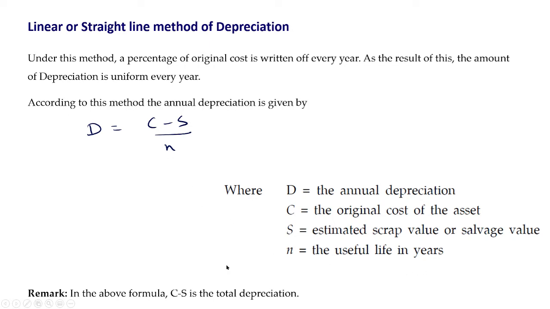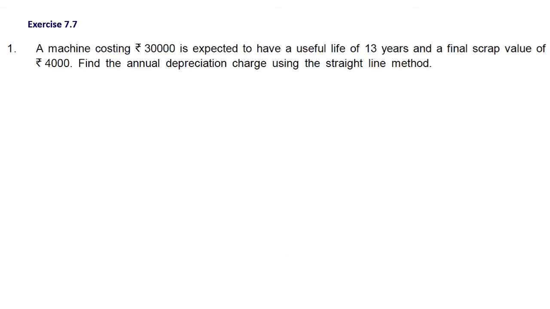If we want to know the total depreciation, then the total depreciation will be the original cost of the asset minus the scrap value. So C - S is the total depreciation. Using this formula, let us solve the questions from exercise 7.7. The first question: a machine costing rupees 30,000 is expected to have a useful life of 13 years and a final scrap value of rupees 4,000. Find the annual depreciation charge using the straight line method.